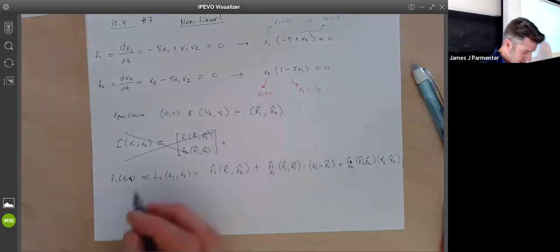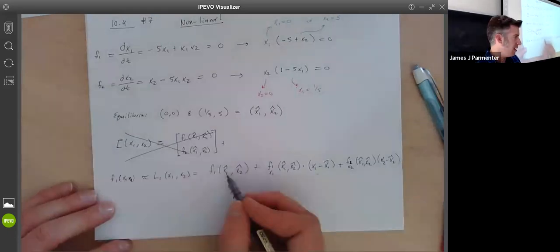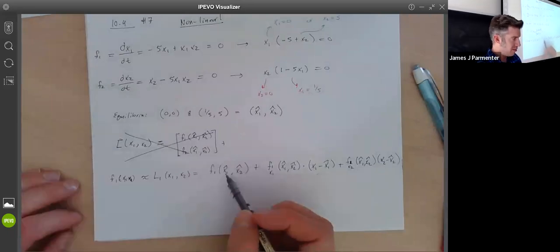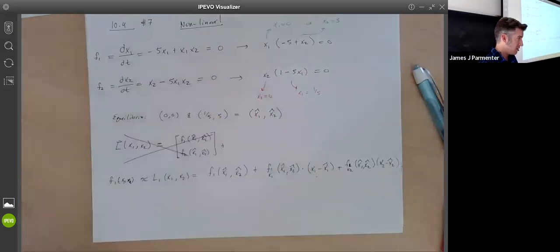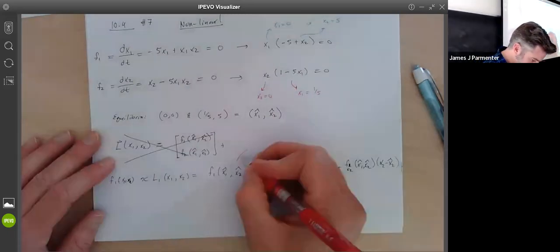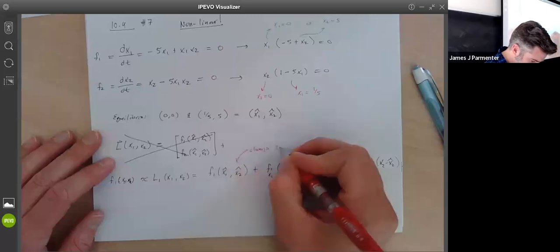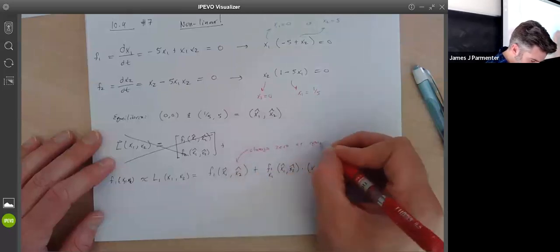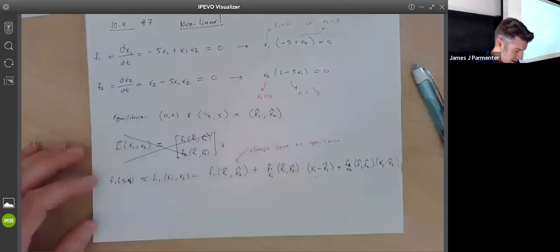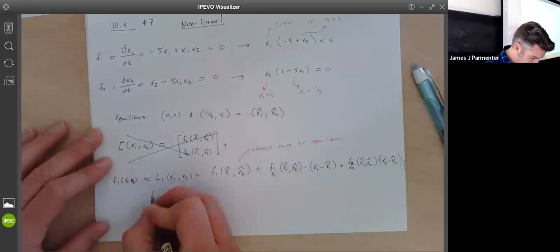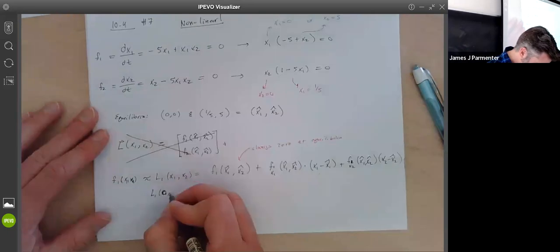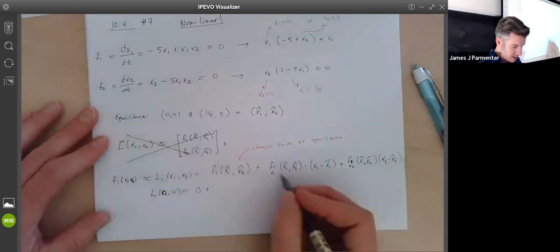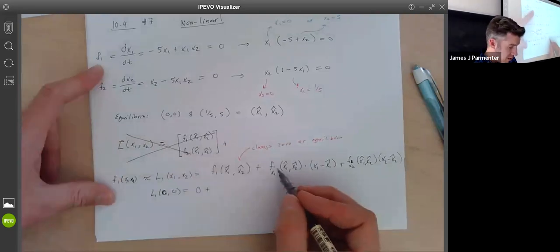So here's the thing, this F1 of (x1 hat, x2 hat), when you plug in the equilibrium point to the function, what do you get? Right, you get 0. This should always be 0 at an equilibrium. So what we're going to get here is the linearization of the first equation at, let's actually pick a point. We're going to do it at (0, 0). It's going to be 0 plus the partial derivative of this with respect to x1.